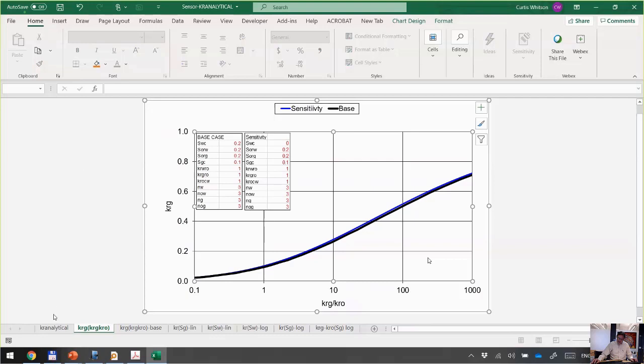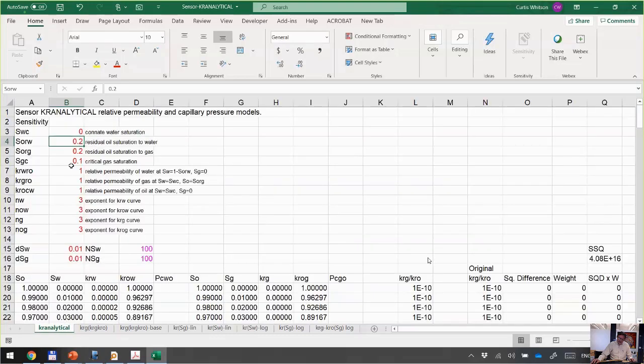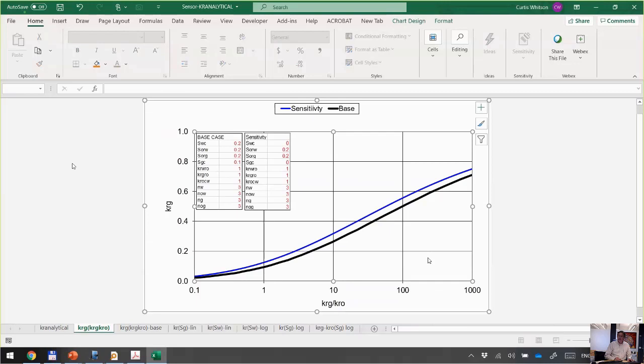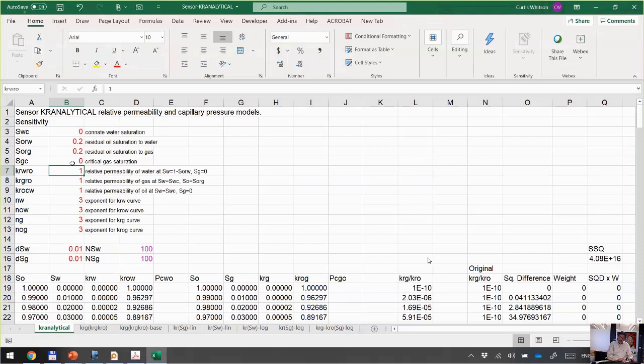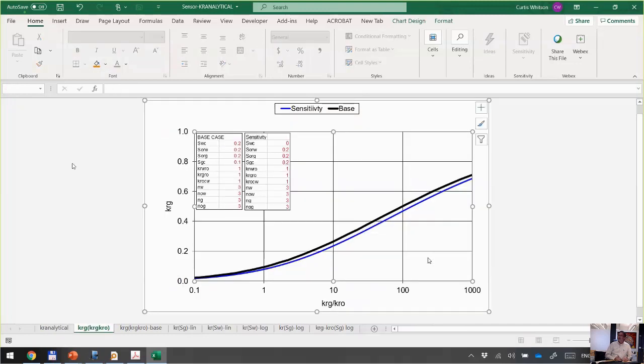And then the last parameter is critical gas. So if we go to 0, which is kind of the lower limit, obviously, that's got a much bigger effect. Now the range of critical gas is about 0 to 0.2. That's the full range that you would expect anywhere. So you basically see that it's got, let's say, a measurable effect, but none of these are moving far away from the base case.